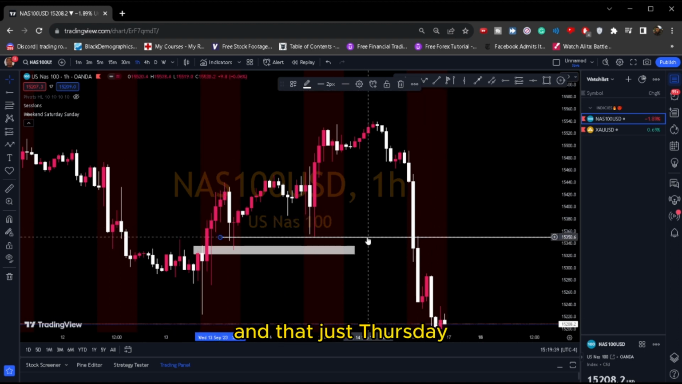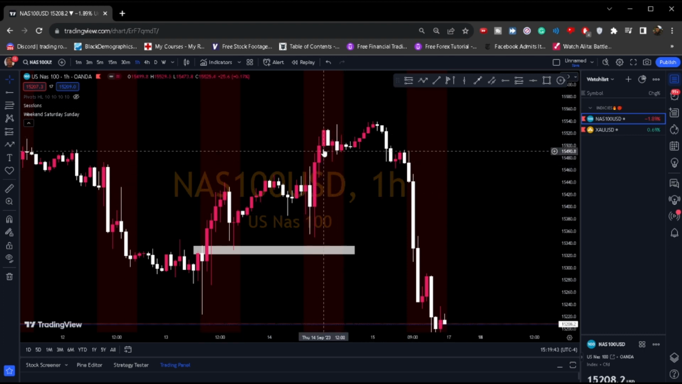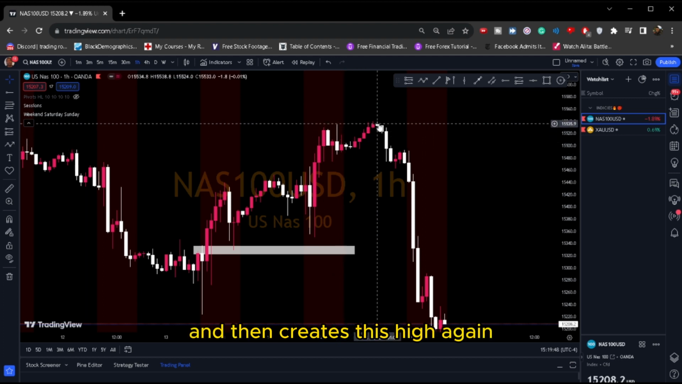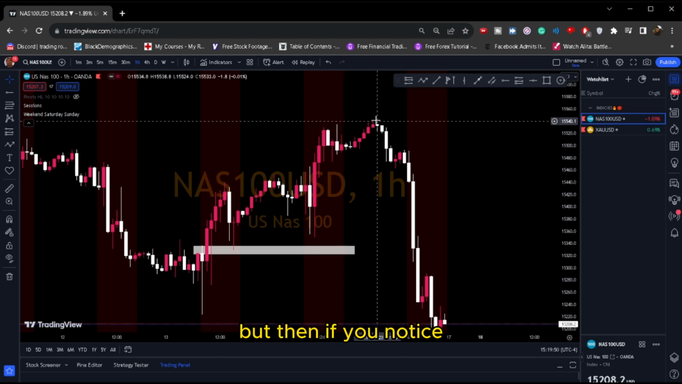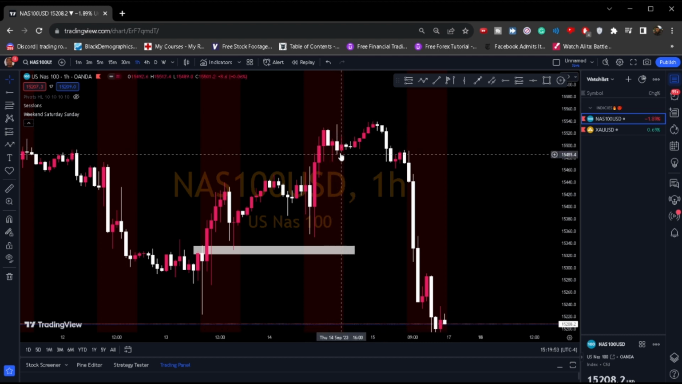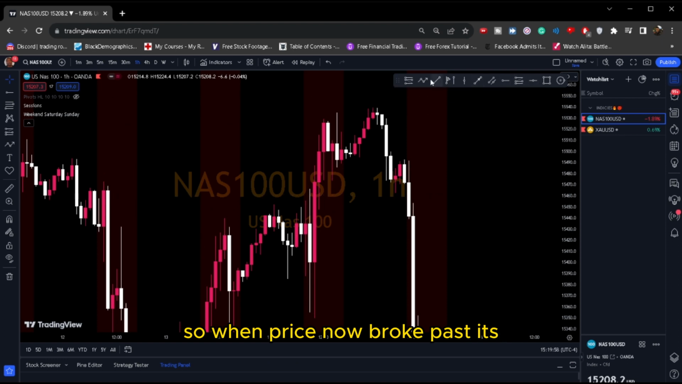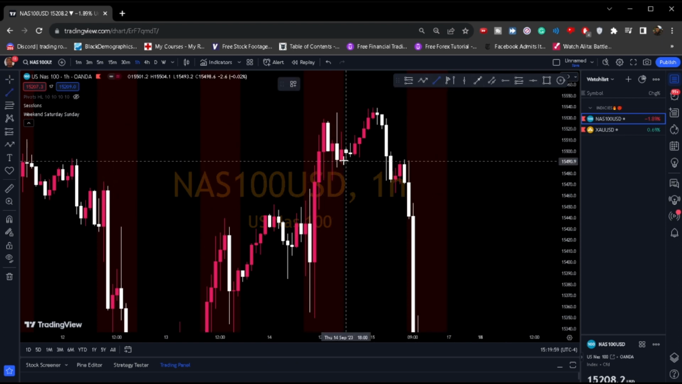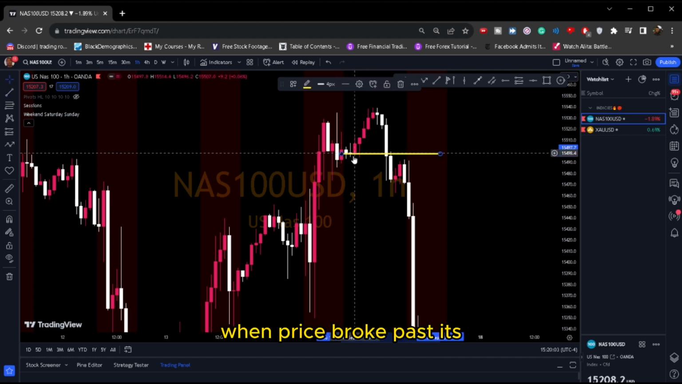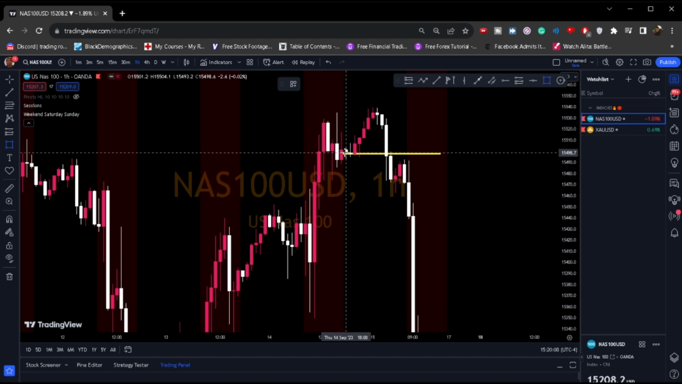And that's just Thursday. Now on Friday, or before Friday actually, price comes, creates this high, retraces back, and then creates this high again. But if you notice, the low that created this high, this was the low, right, that created this high. So when price broke past it, which was right here, all you are doing right now is just waiting for your entry, literally.